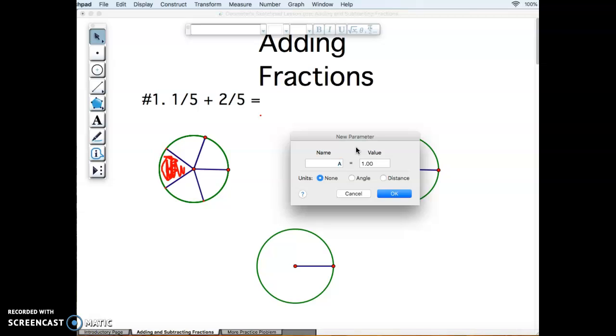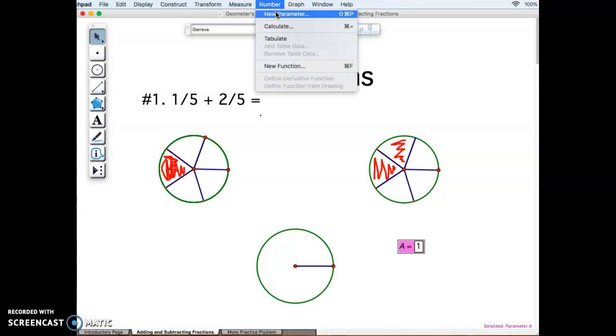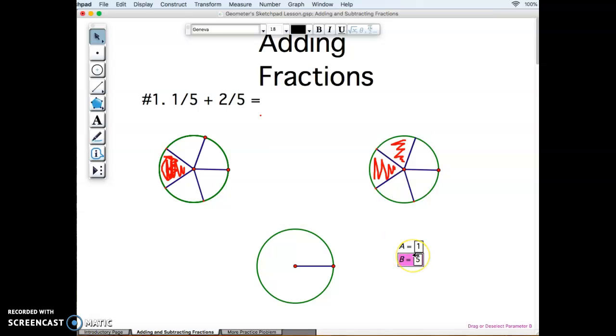I'm just going to name it A, and the numerator of the fraction is 1. So I'm just going to use 1. And then I'm going to do that again for the denominator. So I'm going to go over to Number, New Parameter, and I'm just going to label this B, and the value is going to be 5. Essentially, the numerator doesn't really matter in terms of making the fraction, but the denominator is really important. So thus I have A and B.